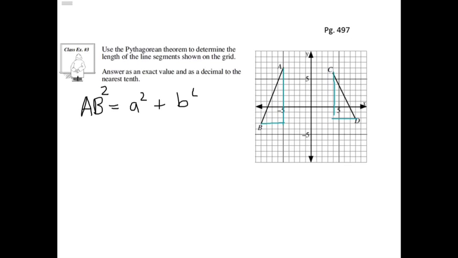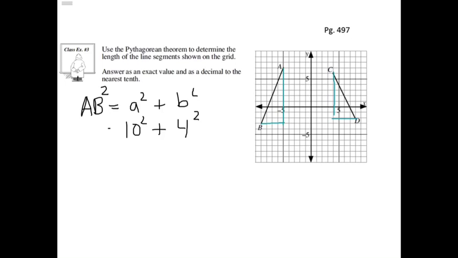Now to figure out A and B, we're going to count the squares on each side. Let's start with the vertical side. It's going to be 1, 2, 3, 4, 5, 6, 7, 8, 9, and 10. There's 10. For the horizontal side, we have 1, 2, 3, 4 units. So it's going to be 4 units squared.